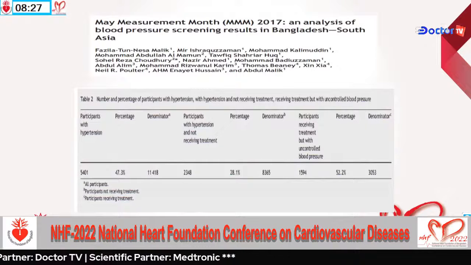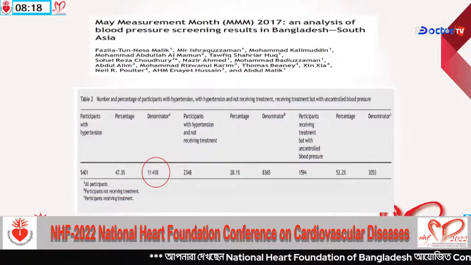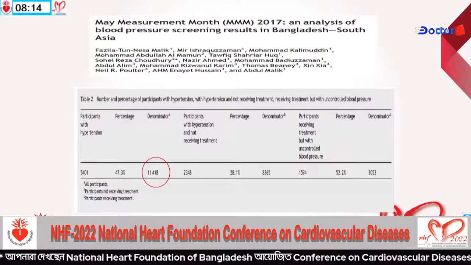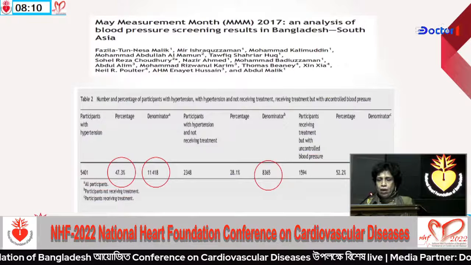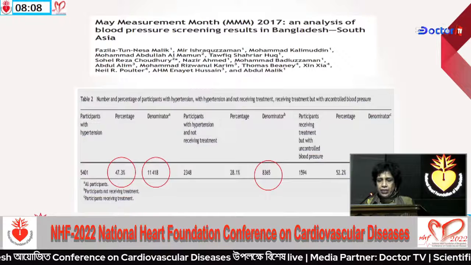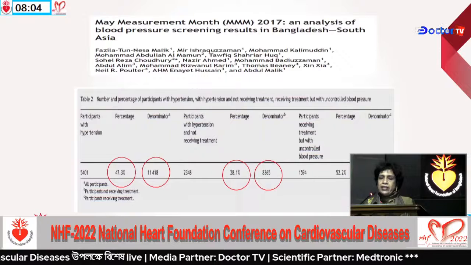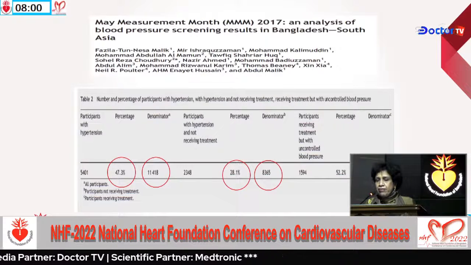We took part in the May Measurement Month. Many of you are aware of this. And when we studied these patients, we studied nearly 12,000 patients, and we found that 47% of these participants were hypertensive. And unfortunately, of these hypertensive patients, around 28% were not receiving any treatment. Even though they were hypertensive, they did not receive any treatment.